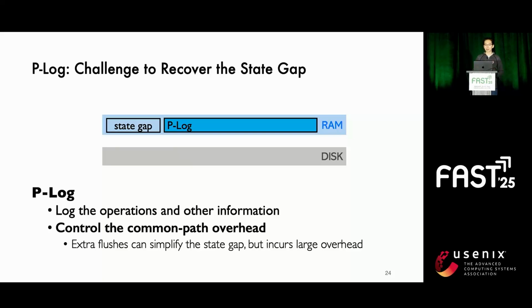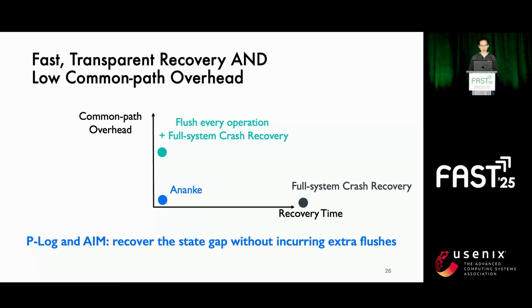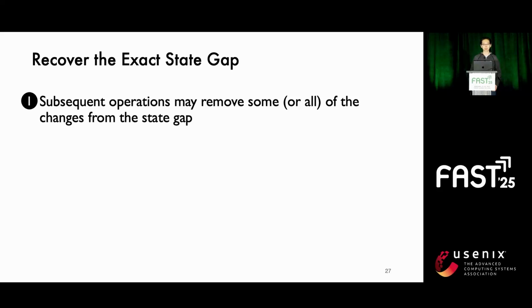The second challenge of plog is to control the common path overhead. Intuitively, extra flushes can simplify the state gap, but incur large overhead. For example, flushing every operation easily ensures correctness and low recovery time, but leads to large common path overhead. By contrast, our work, Ananke, provides both fast, transparent recovery and low common path overhead. Specifically, plog and M allow us to recover the state gap without incurring extra flushes.